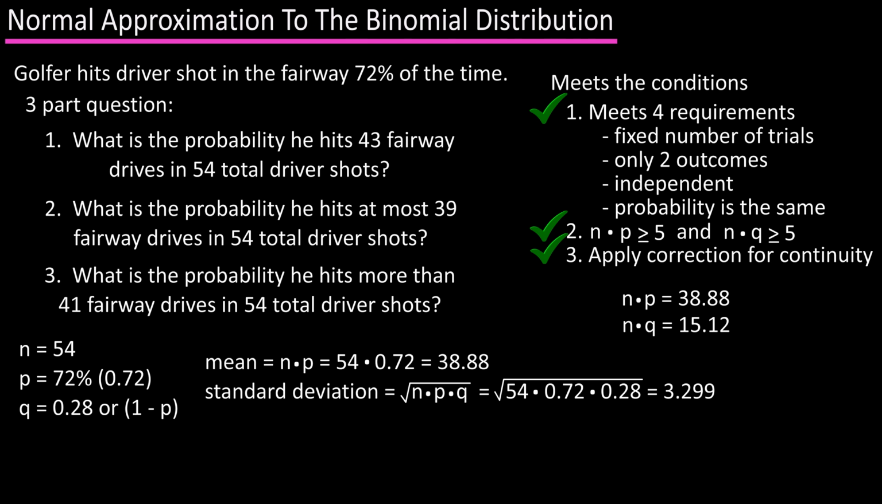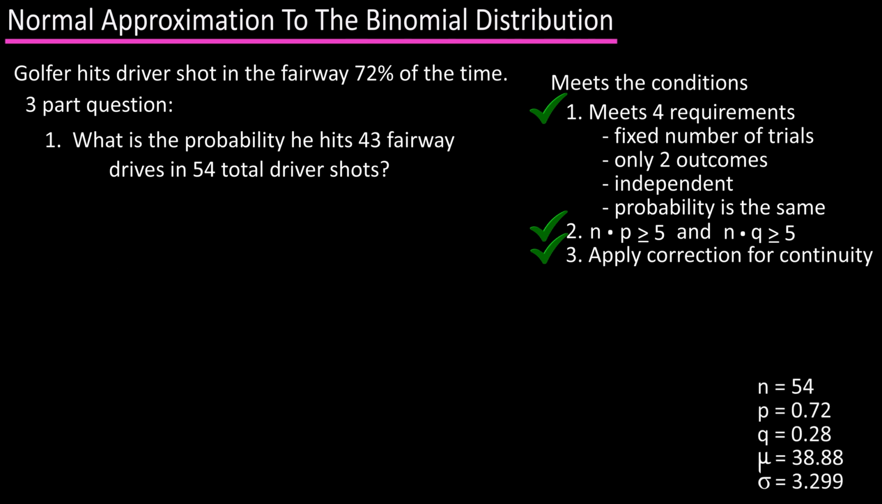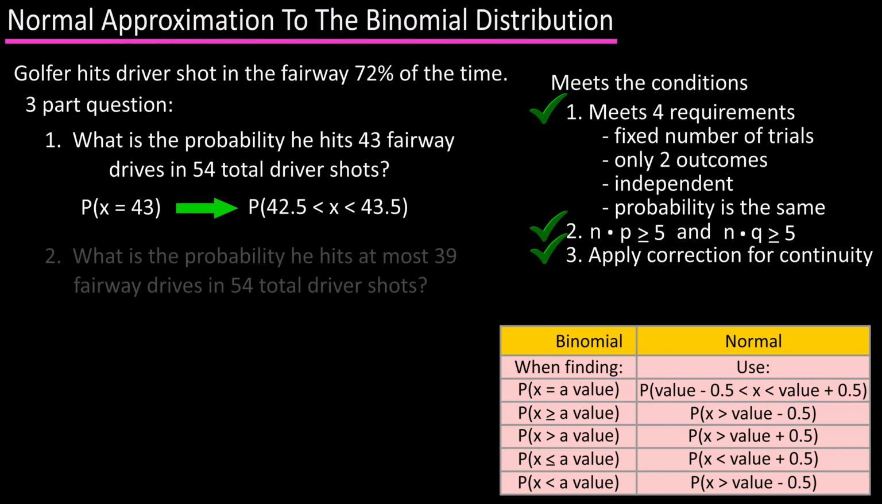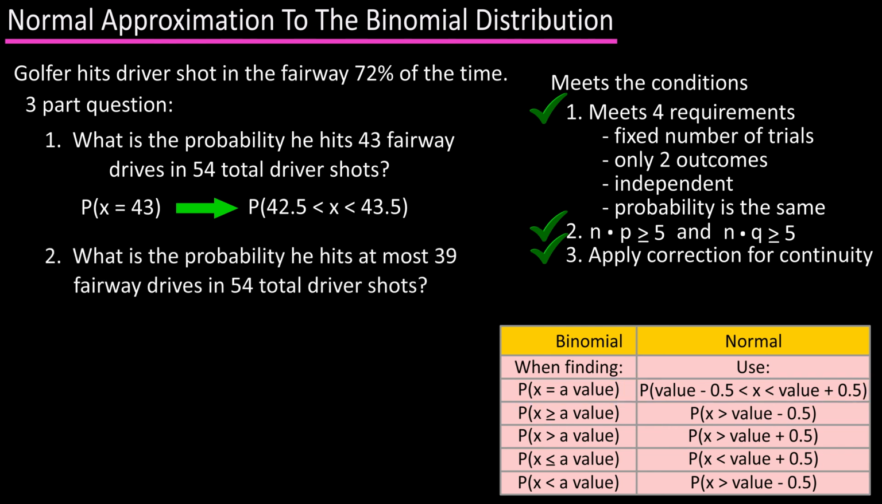So for question 1, we're looking for the probability that x equals 43. And in the table, when x is equal to a value, we subtract 0.5 and add 0.5 to the value to get the boundaries. So on a normal distribution, we're looking for the probability of 42.5 less than x less than 43.5.